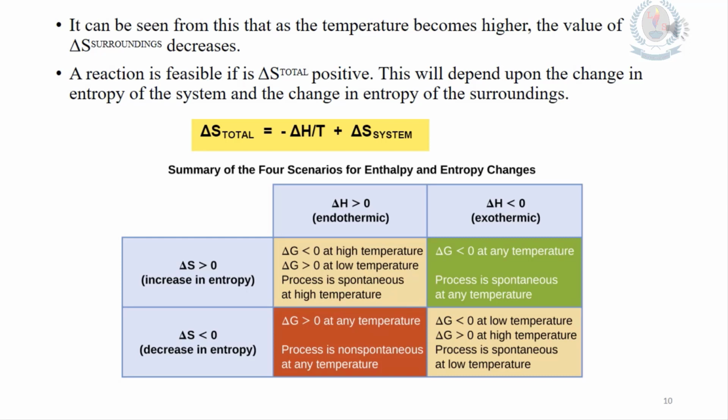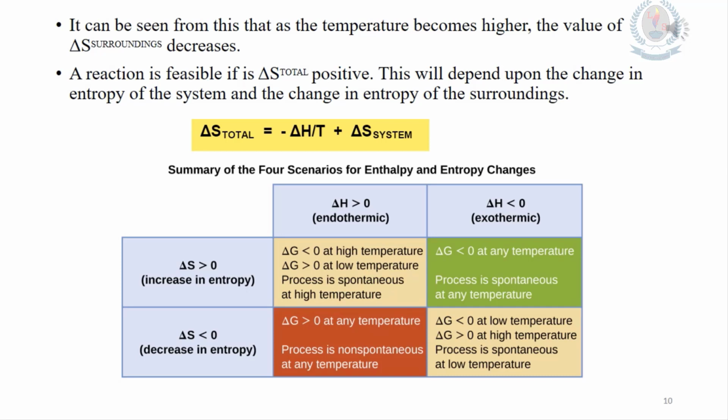If delta H is lower than 0, it means it is an exothermic reaction. And delta S is also higher than 0. It means entropy is also increasing. The process is spontaneous at any temperature.